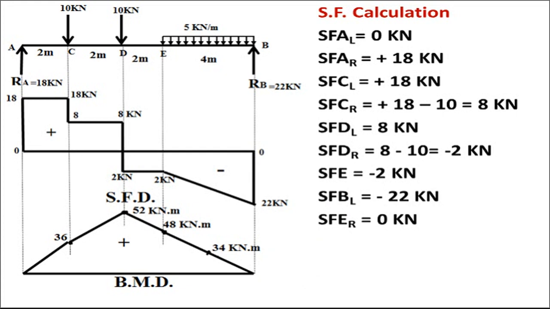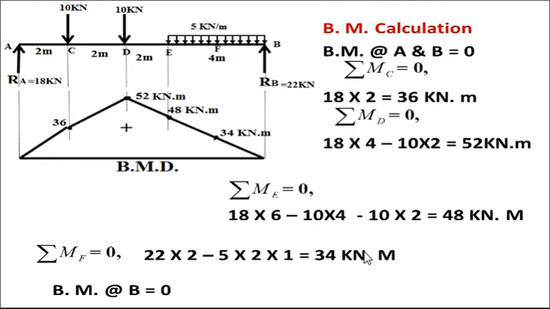Now to find the bending moments. Shear force is known, 18 here and 22 there, from the support reactions. Now just take moments about these points. A and B are simple supports, that's why the moments at A and B are 0. Here you just draw a horizontal line with 0 ordinates. So the A and B moment is 0.